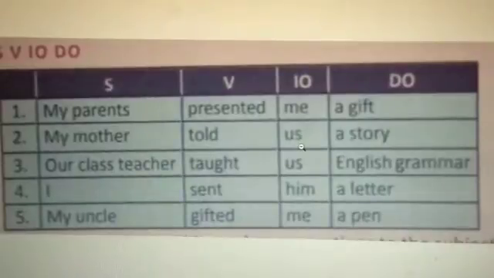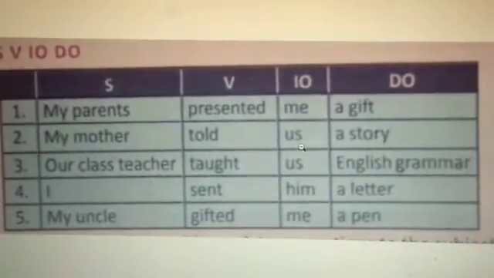Third one, our class teacher taught us English grammar. So our class teacher is subject, taught verb. What did she teach? English grammar is direct object and indirect object is us. Fourth sentence, I sent him a letter. So I is subject, sent verb, him indirect object and direct object is a letter. Fifth one, my uncle gifted me a pen. My uncle subject, gifted verb, me indirect object, a pen direct object.